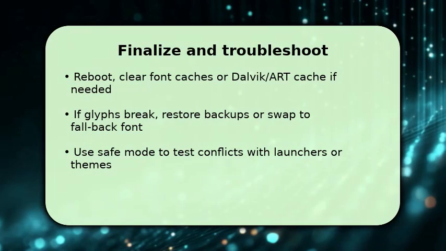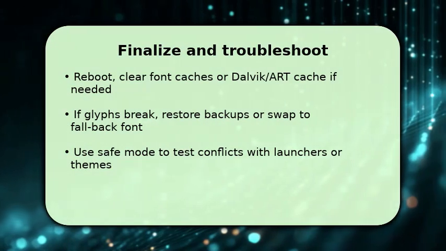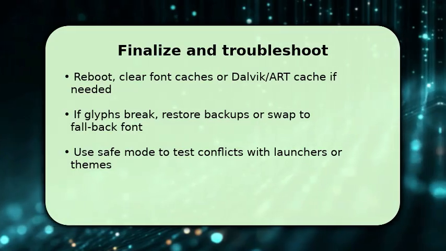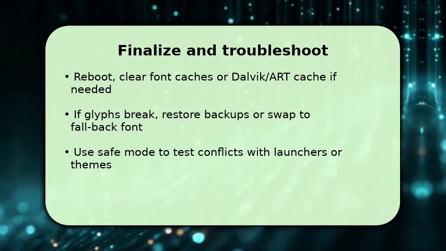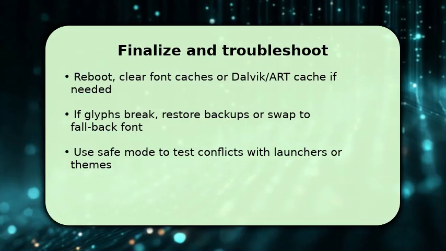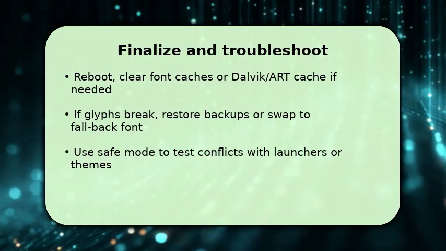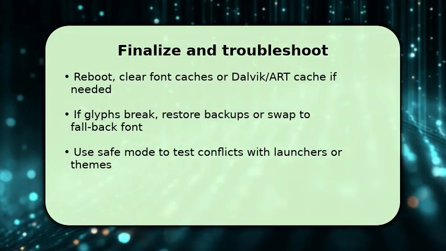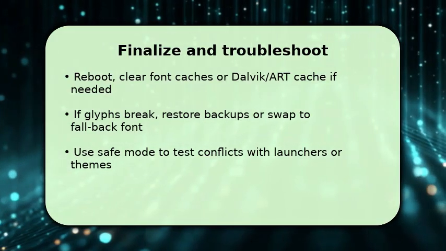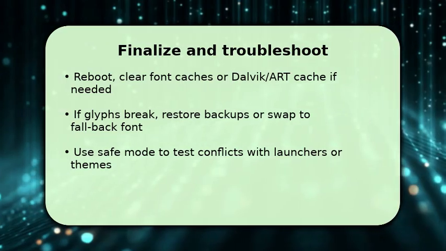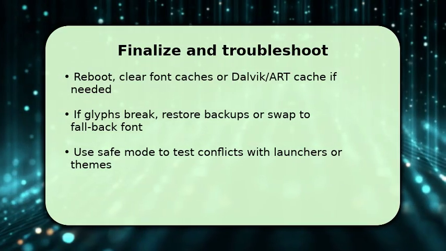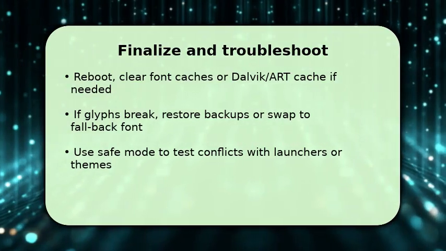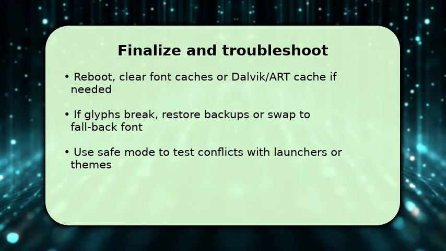To finish, reboot and check UI elements. If some apps show missing glyphs, clear font caches or wipe Dalvik/ART cache via recovery. Make sure to keep backups of original font files so you can restore quickly if something breaks. If you see layout issues, boot into safe mode to rule out launcher or theme conflicts, and then reapply fonts or adjust file names. A key troubleshooting tip: if characters render incorrectly, restore originals, verify file permissions, and then reinstall with correct names and formats.